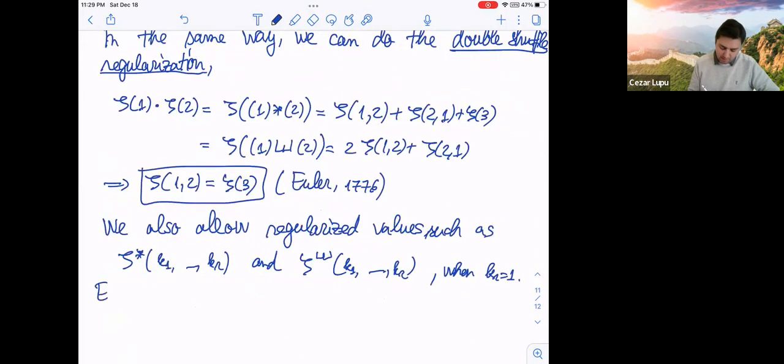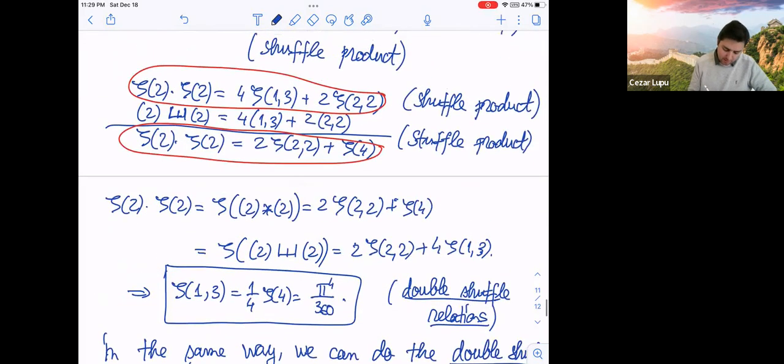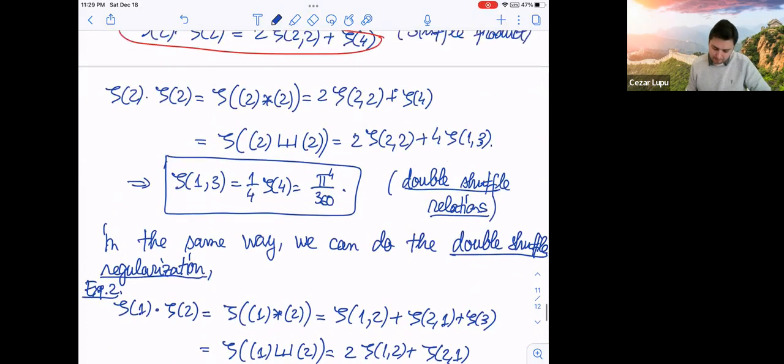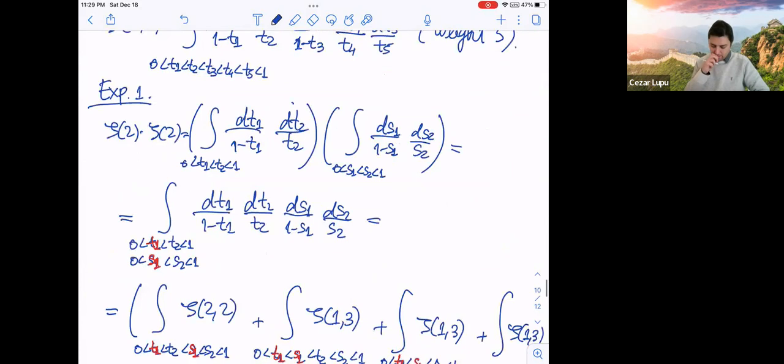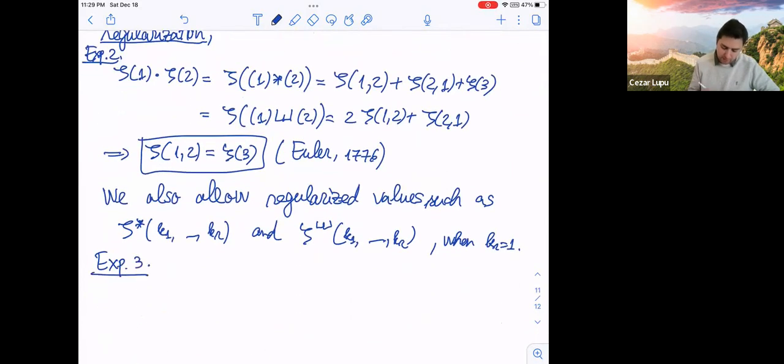So this was example 2, this was example 1, and now example 3. In fact, I'll have two more examples. So now let's see what happens when we multiply two single zeta values in weight 5. So zeta of 2 times zeta of 3.